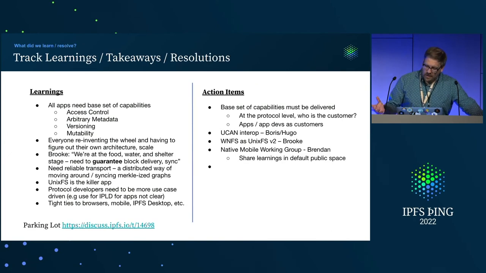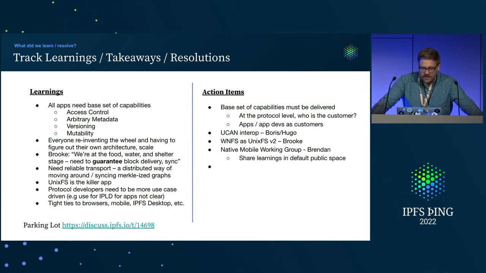Learnings. All apps need a base set of capabilities. This was mostly non-controversial, in the sense that this looks like roughly the list of things that we need. Probably in there, access control should be slash encryption in different ways. Versioning was the one that we said maybe has a question mark, but as soon as people thought about distributed systems and multiple things writing to the same place, versioning actually solves some problems for you.